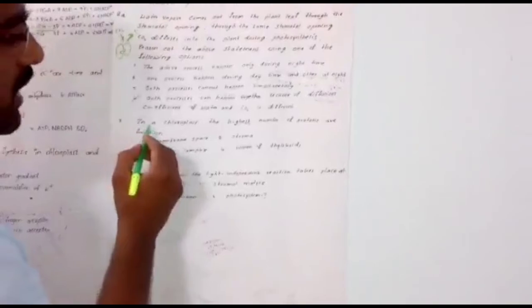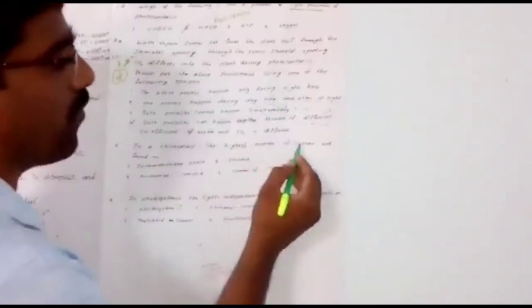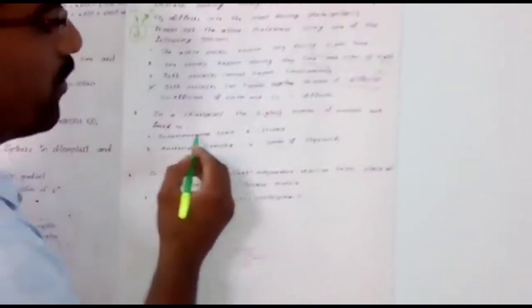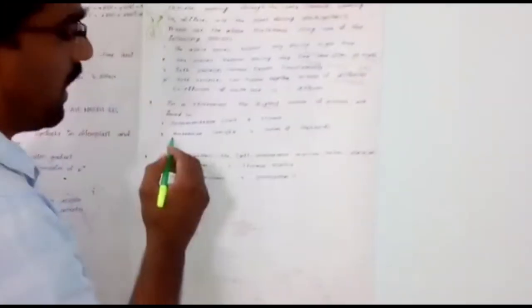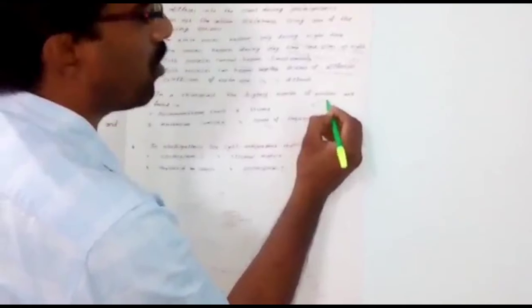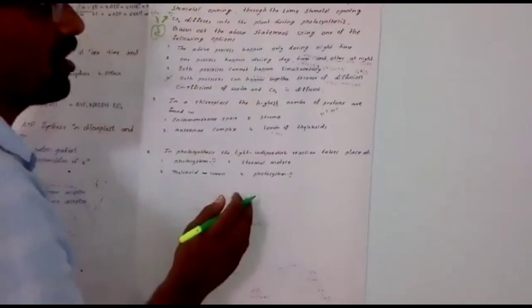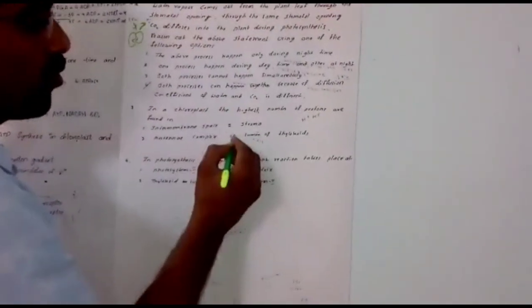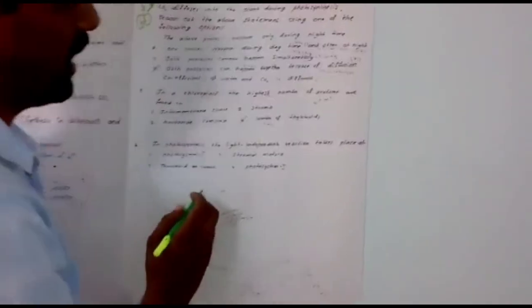The third question is, in a chloroplast, the highest number of protons is found in which place? The options are intermembrane space, stroma, antenna complex, and the fourth one is the lumen of the thylakoid. Always, the greater number of protons released from the splitting of water molecules is seen in the lumen of the thylakoid, in the sense, the inner space of the thylakoid.